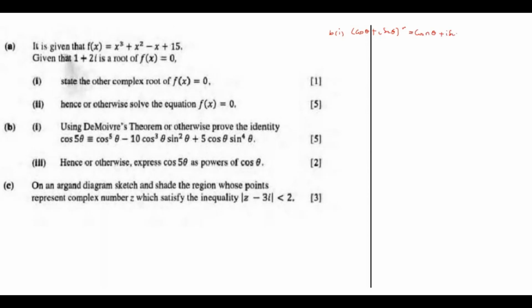Then in this case we are talking of 5 theta, so it means we are going to raise to the power 5. So it's going to mean that (cos theta plus i sin theta) raised to 5 will be equal to cos 5 theta plus i sin 5 theta. Then from there we again take cos theta plus i sin theta, and we raise it to the power 5.